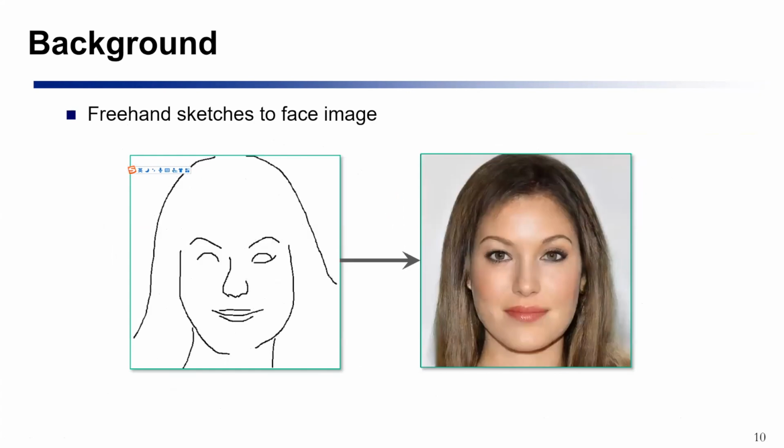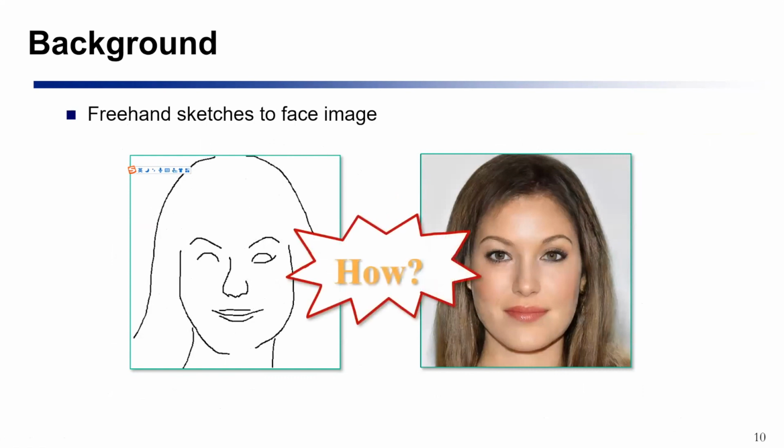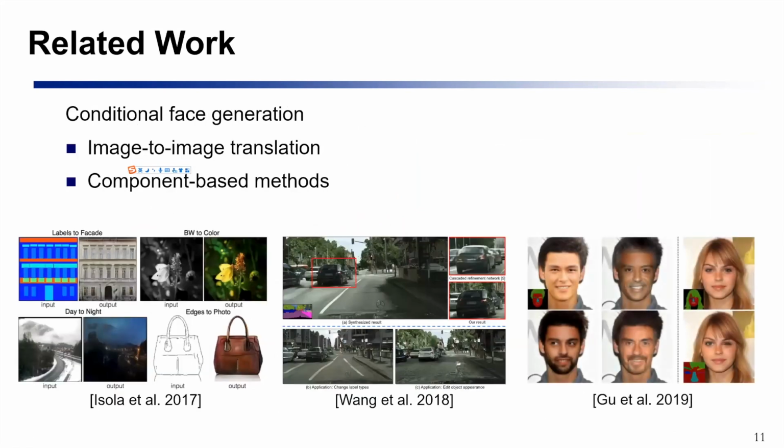In our work, we aim to generate more realistic face images from freehand sketches. Meanwhile, this face image should respect the input sketch. So how to translate a freehand sketch into a realistic face image is a very challenging problem. In recent years, conditional generative models, in particular the conditional generative adversarial network, have been popular for image generation conditioned on various input types. When sketches are used as conditions, they achieve quality results, but only with edge maps as input.